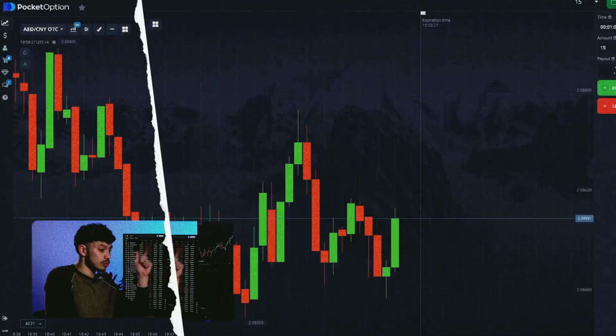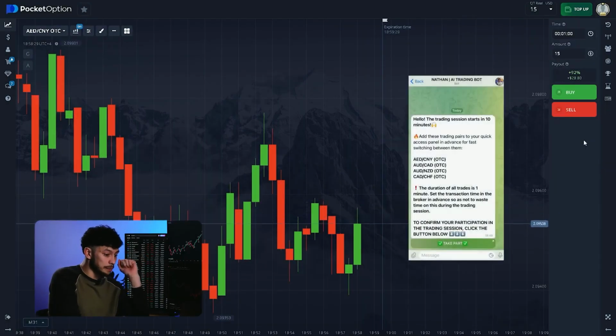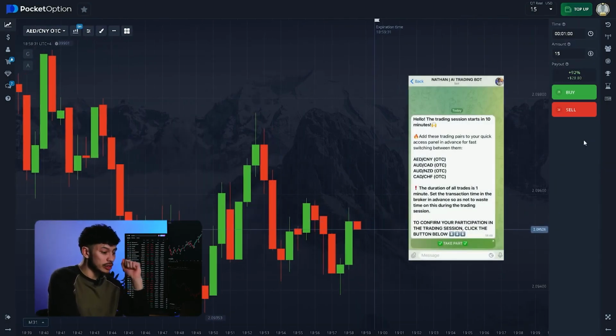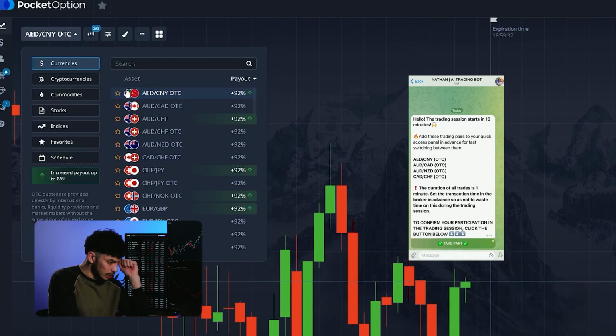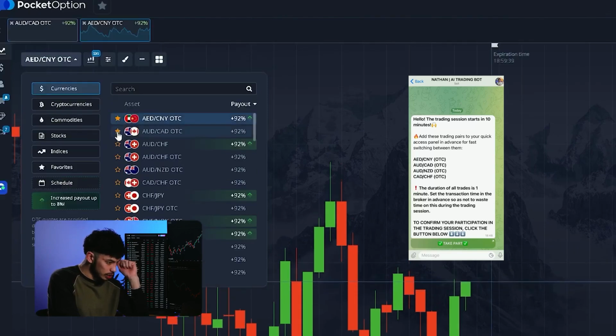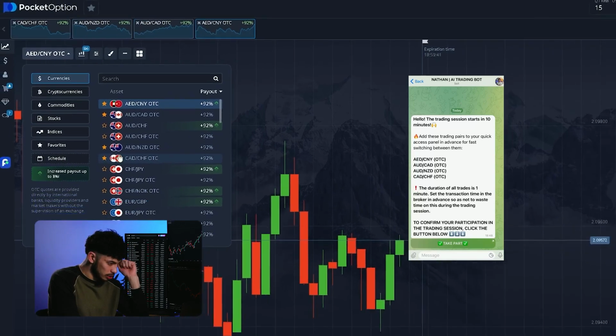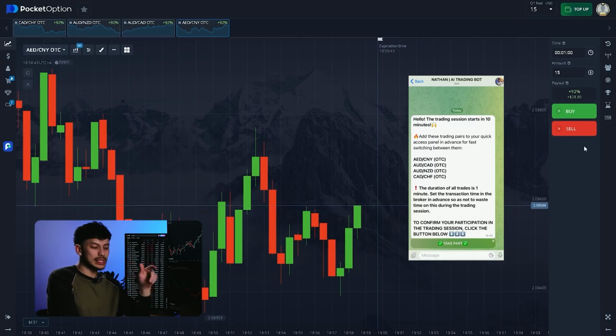Alright, let's move on to my favorite part. By the way, my bot has already started working and sent me the pairs with the most promising opportunities. Let's select them. Okay, this one and that one. Right, we won't be using indicators, the bot doesn't need them. Alright, we're ready and I hope you're too.